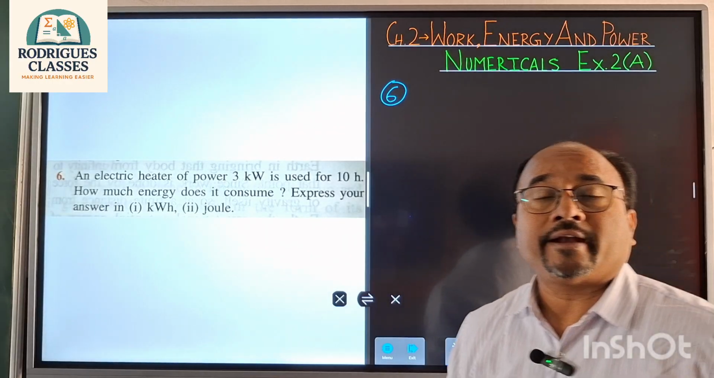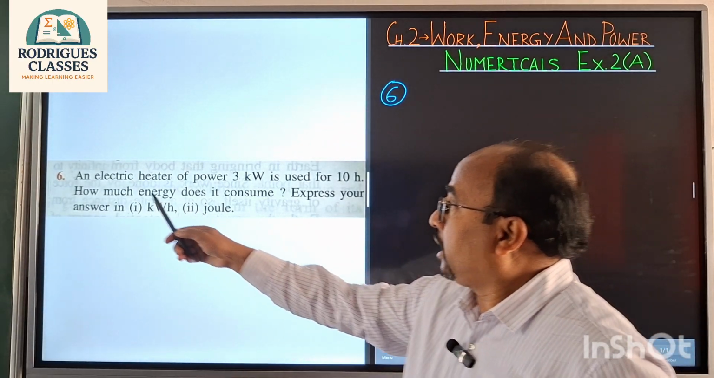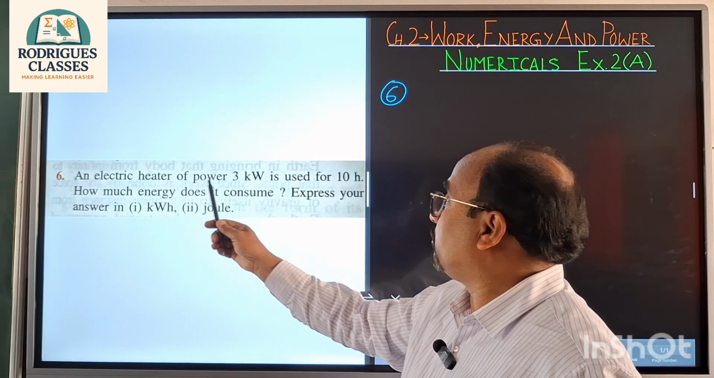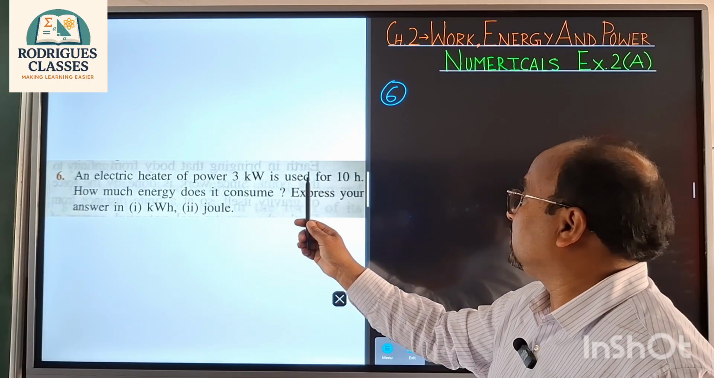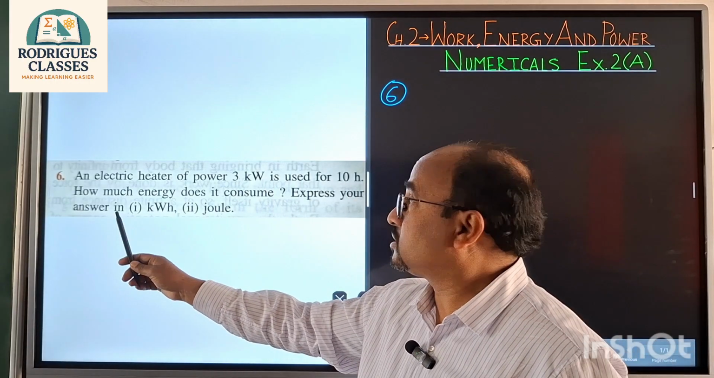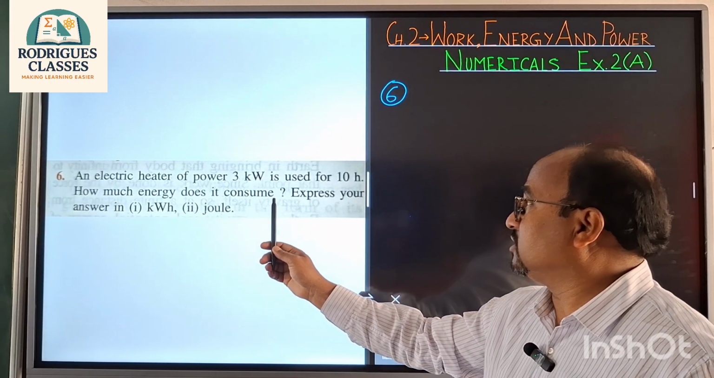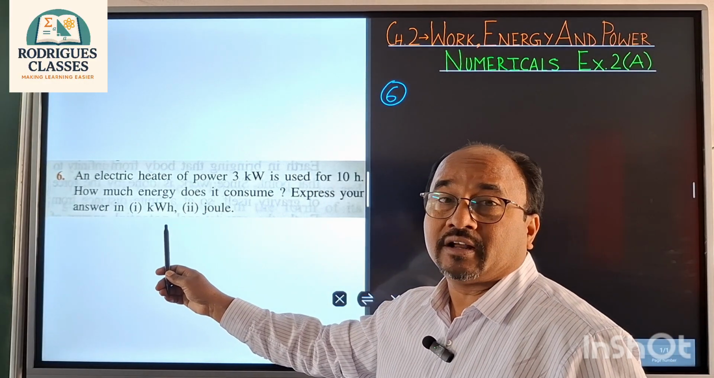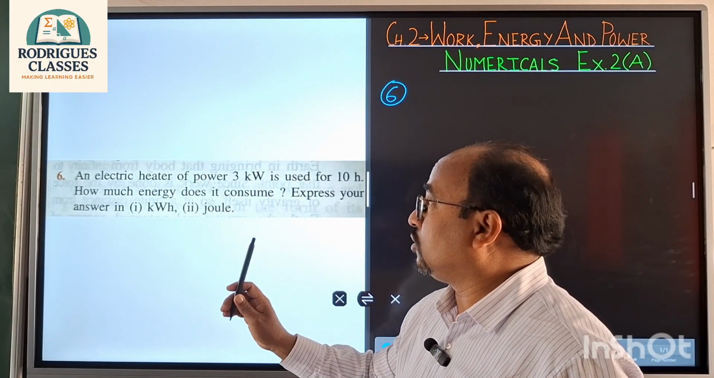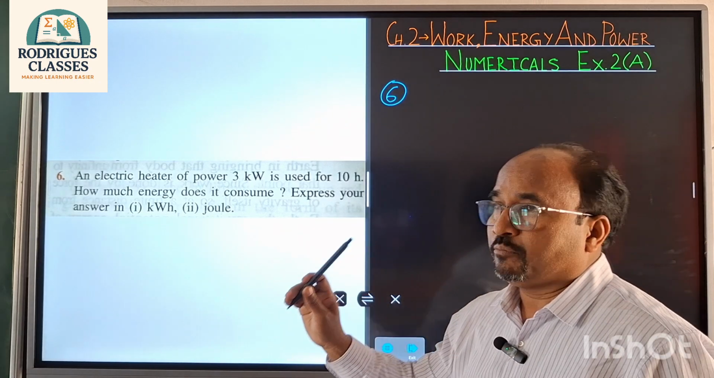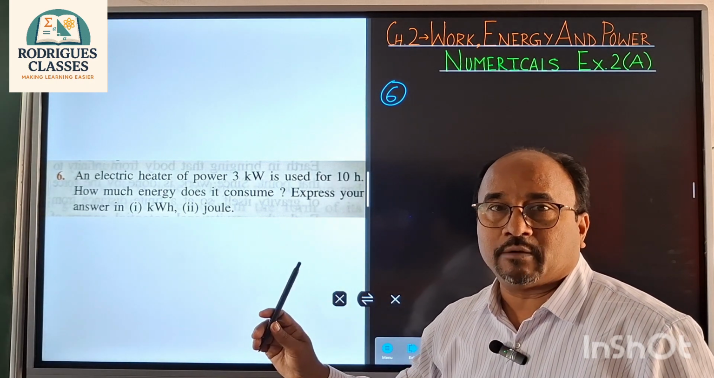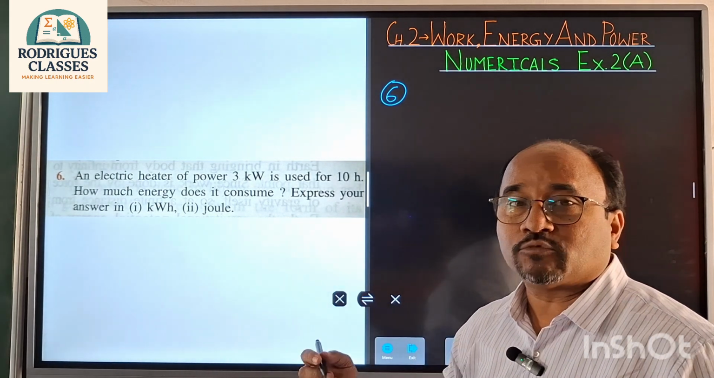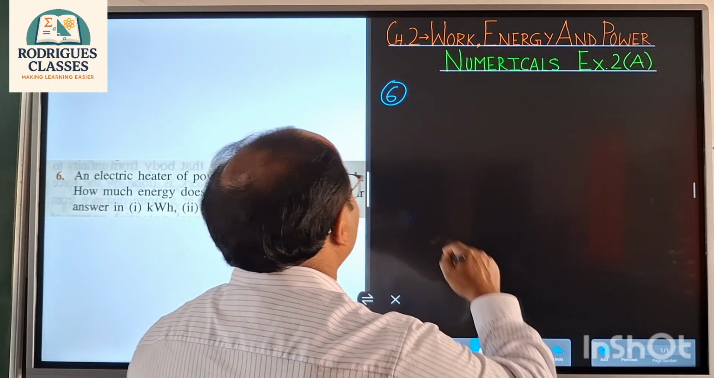Let us now look at numerical number 6. An electric heater of power 3 kilowatt is used for 10 hours. How much energy does it consume? Express your answer in kilowatt hour and also in joule. So we know that power is equal to work done by time, that will be energy by time, so we will be applying that.